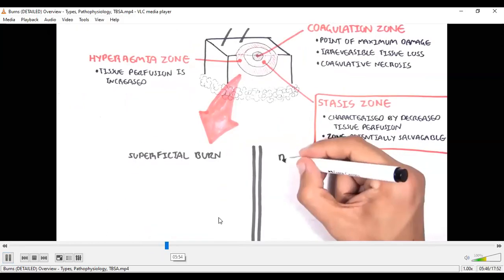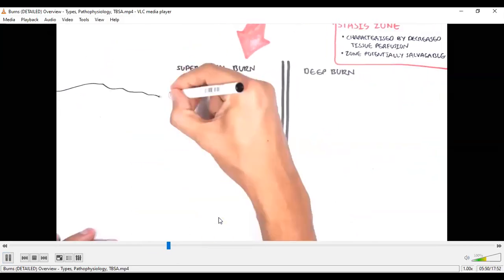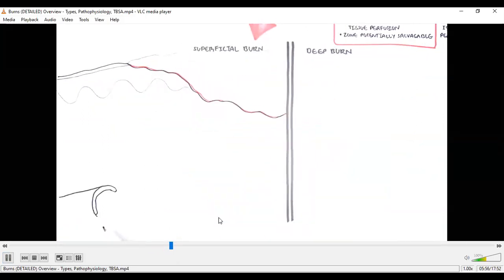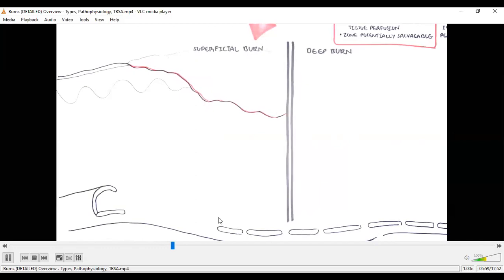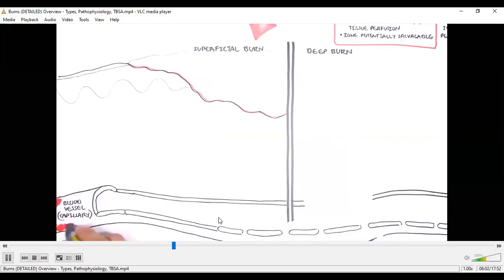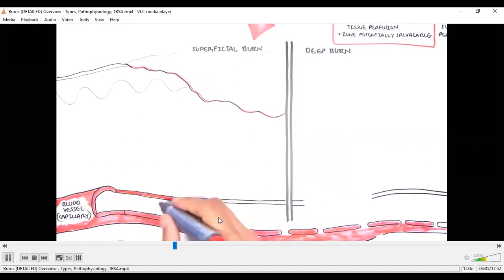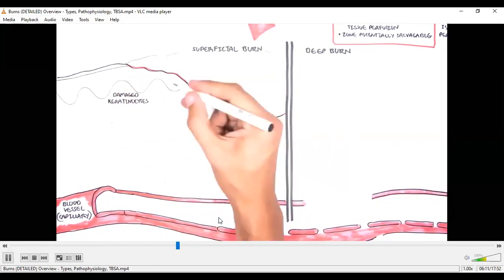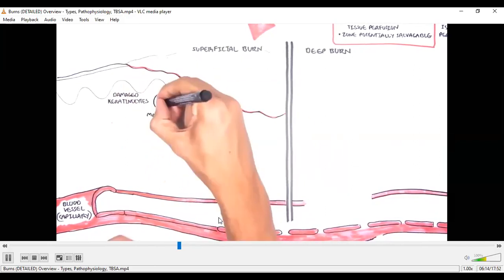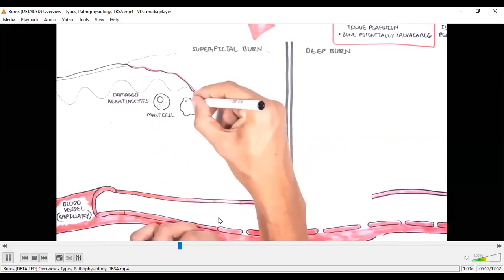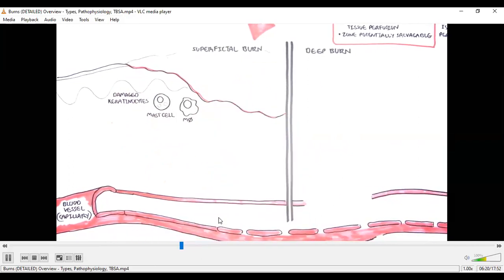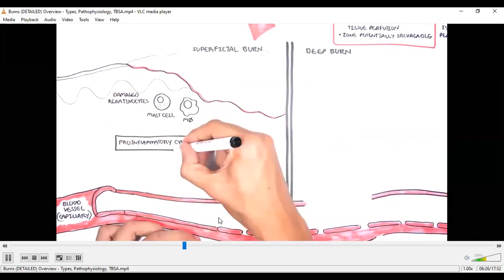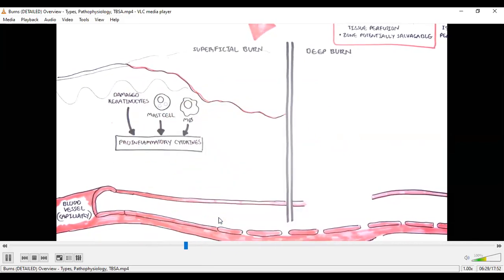Let's zoom into the skin to look at what happens in a superficial burn and what happens in a deep burn. Let's take a look at a superficial burn first. A superficial burn causes damage to the epidermis and part of the upper dermis only. It damages the keratinocytes, the cells in the epidermis, and also activates an immune response, activating immune cells around the area such as mast cells and macrophages. The damaged keratinocytes, mast cells, and macrophages secrete pro-inflammatory cytokines, triggering an immune response.